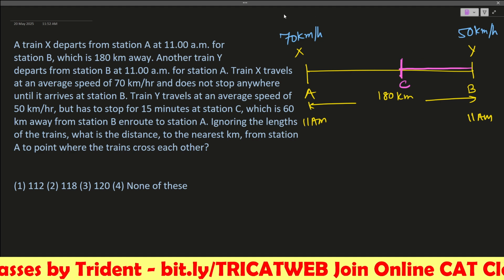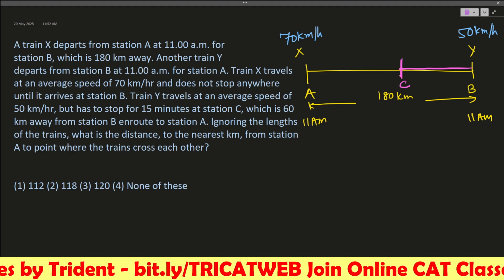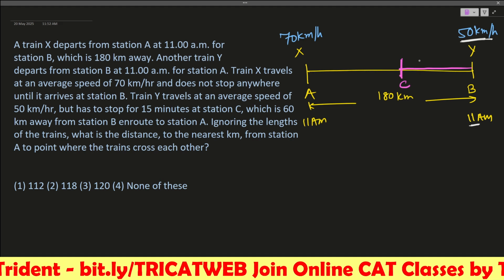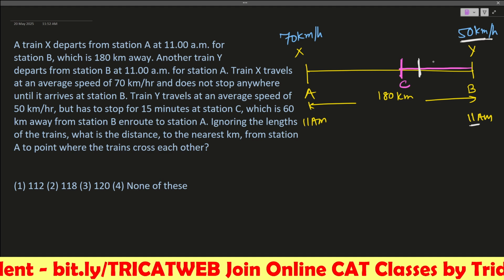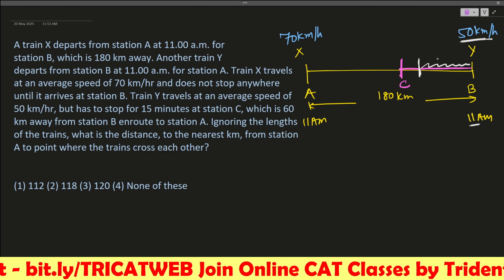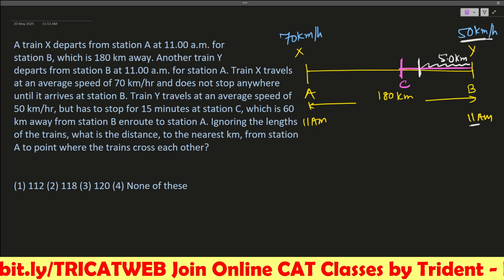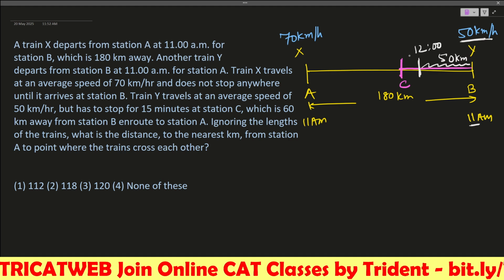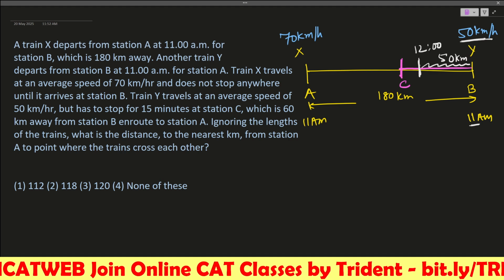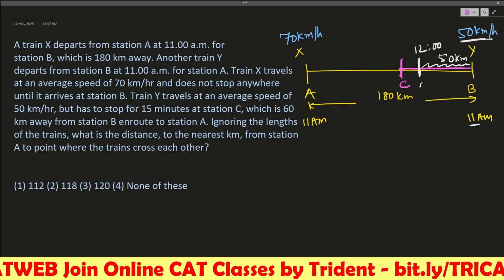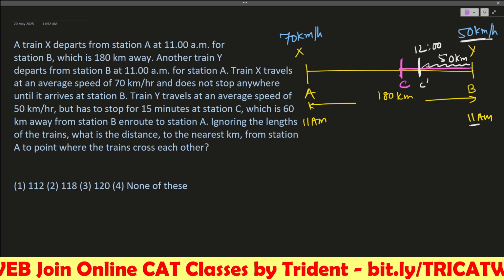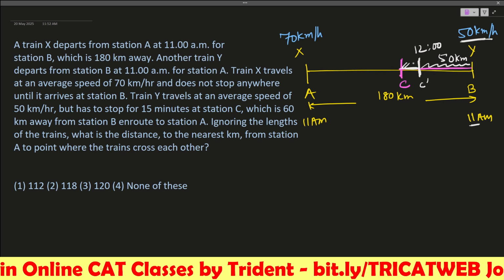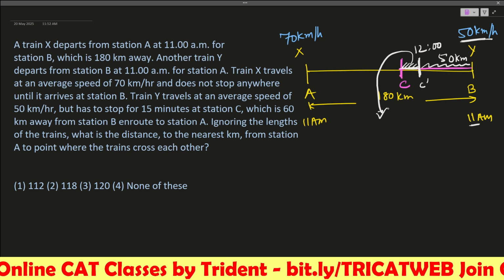Please understand one thing very clearly: at the speed of 50 kilometers per hour, if I start at 11 a.m., exactly after 1 hour I will be covering a distance of 50 kilometers. So at 12 p.m. I will be at this location. I can call it C dash if you wish. Now the total distance between B and C is 60, so this small stretch is 10 kilometers.